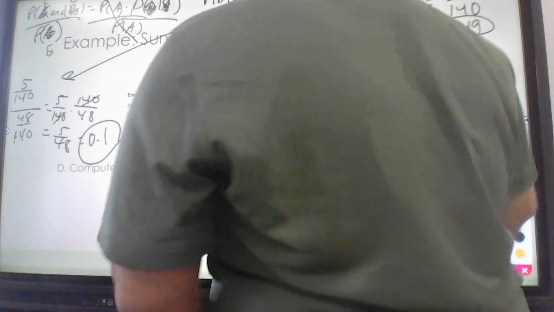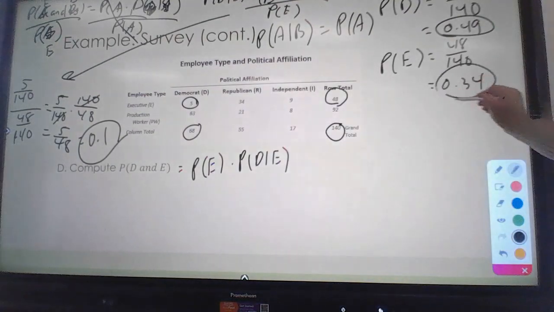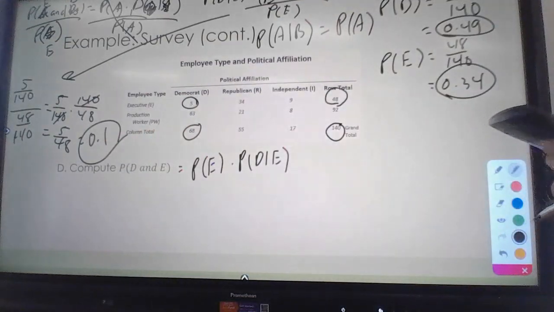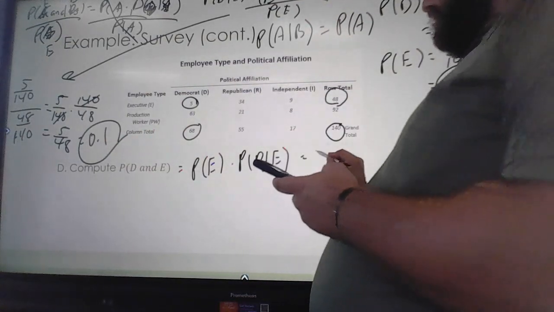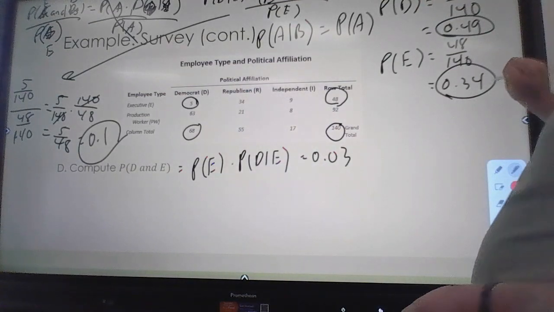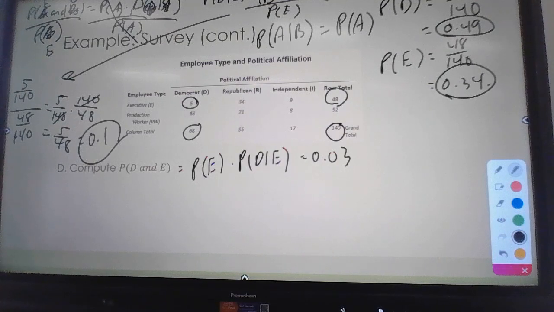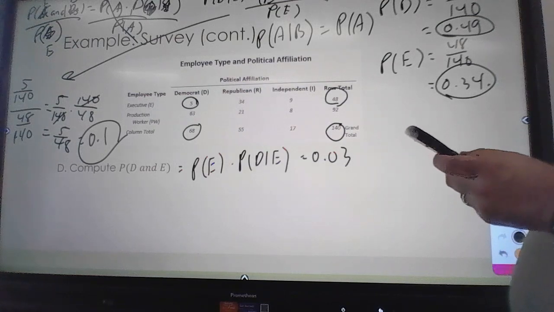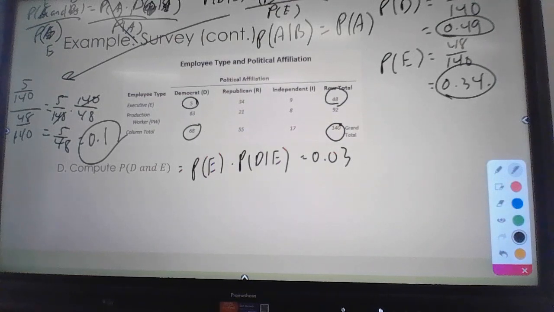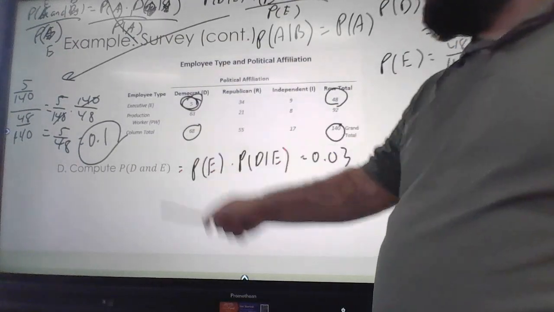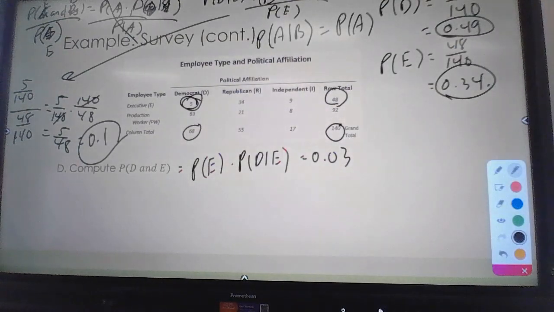And I already have those, right? That's this 0.34 times 0.1. And I end up with 0.03, which again is what I got earlier, right? At 5 out of 140. So sometimes the contingency table can come in handy if you want to find and probabilities or probabilities of that nature.